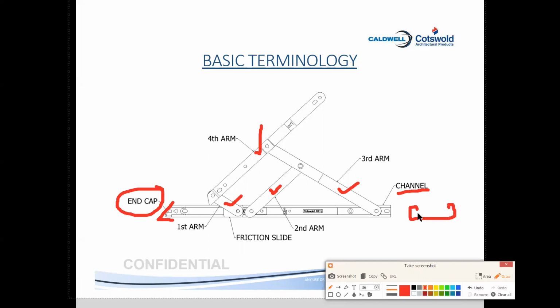And your slider slides inside this. This is called the friction slide or slider, which slides in this channel along with the help of these arms to open the window, either top hung or side hung. Hope this is clear.